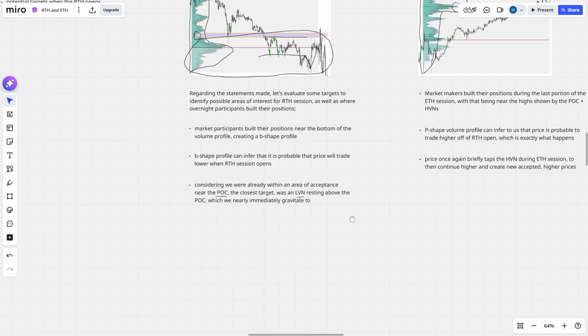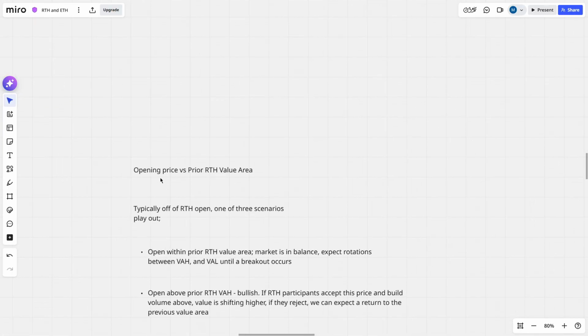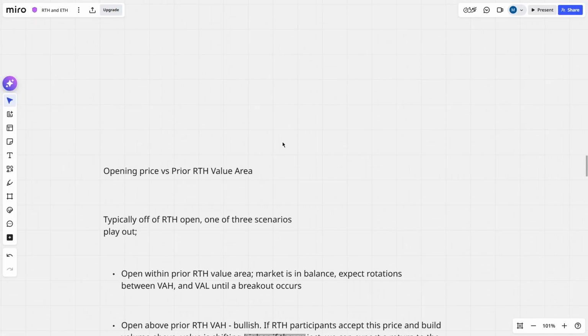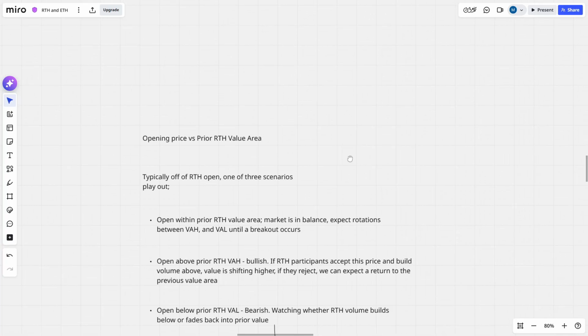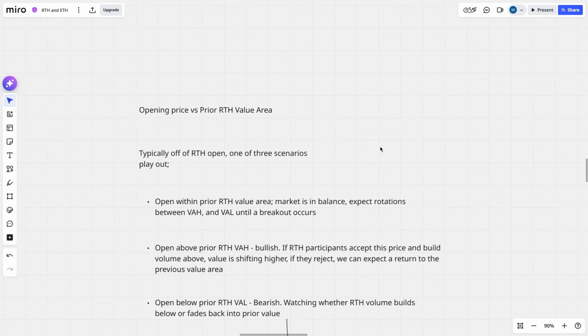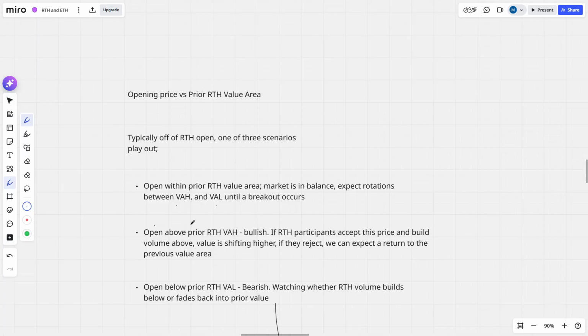Okay, so now let's move on to another topic, that being opening price versus prior RTH value area. So how can we gauge this? Well, there are three scenarios that typically will play out. That being, you have to open within the prior RTH value area. This basically tells us the market's in balance. We can expect these heavy rejections from the extremes, that being from the value area high and the value area low, until eventually a breakout does occur. We then have the open above prior RTH value area high.